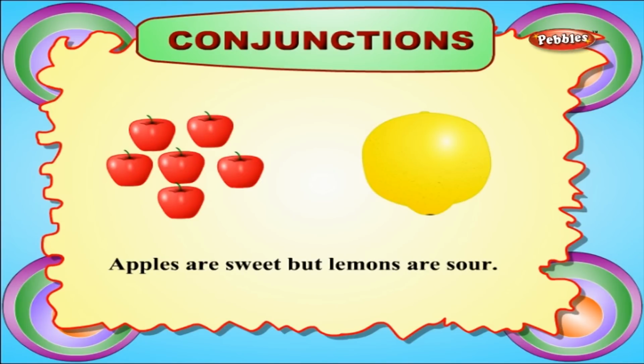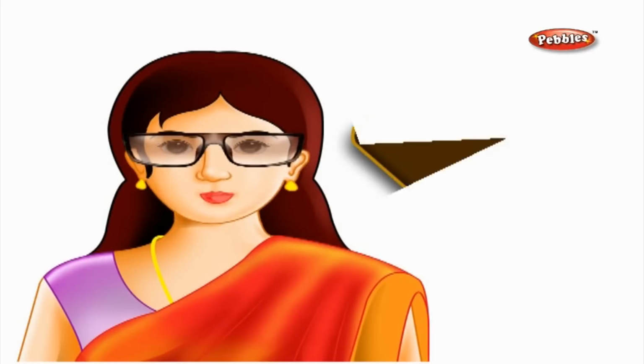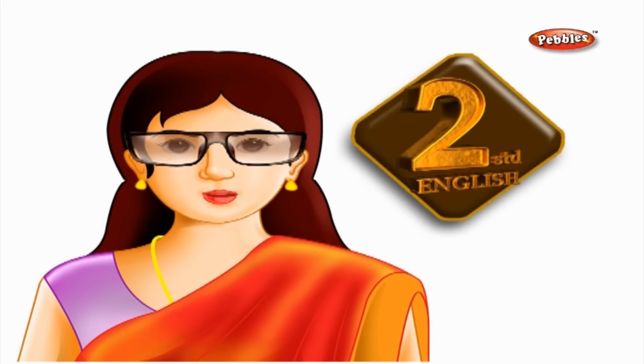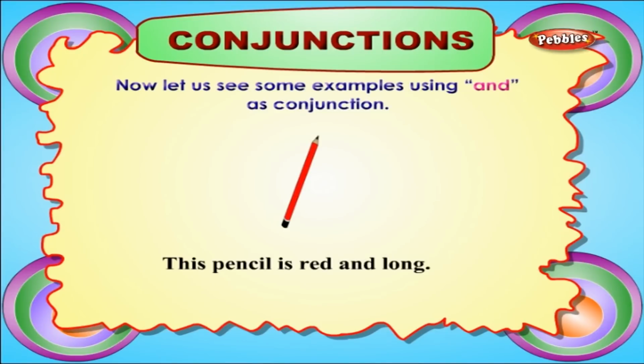Apples are sweet. Lemons are sour. These sentences can be joined in this way. Apples are sweet, but lemons are sour. Now let us see some examples using and as conjunction. This pencil is red. It is long. Let us join these sentences. This pencil is red and long.